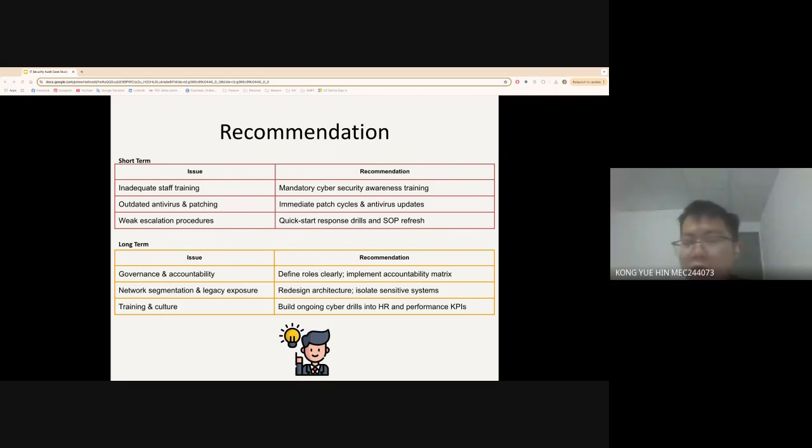Okay. For the long term, we focus on the structure, where we need clear governance. Every system must have its own owner. We also recommend a redesign of the networks to ensure segmentation, especially around the legacy and sensitive systems. We also emphasize continuous training, which should not stop after employee onboarding, and we make it a part of the performance reviews and annual KPIs.